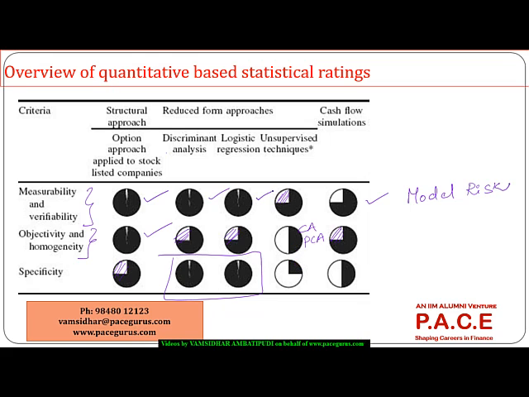So if I look at it overall, the unsupervised techniques are much weaker compared to all three supervised techniques that I am seeing here, with respect to their aptness for assessing the probability of default of a particular party, right?